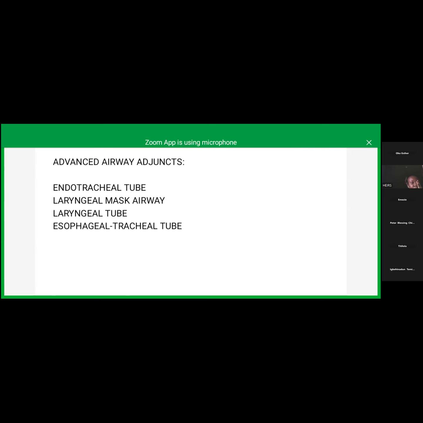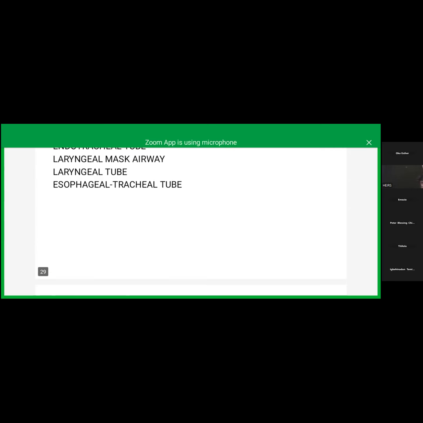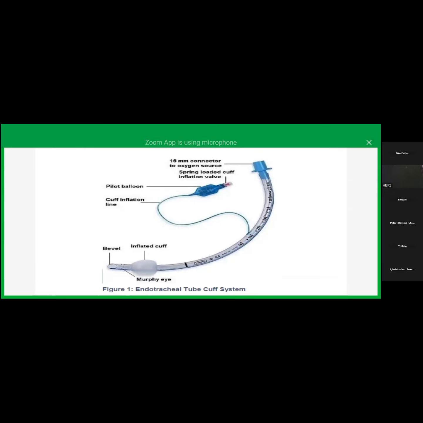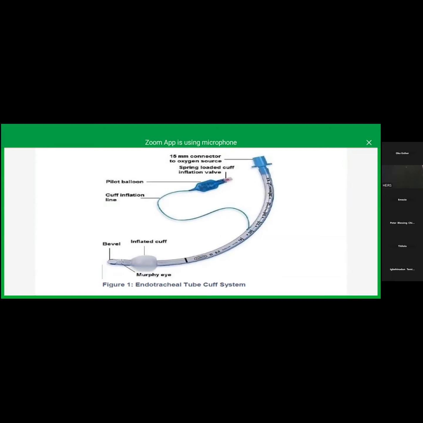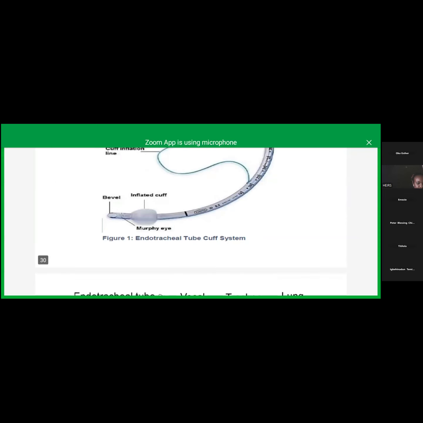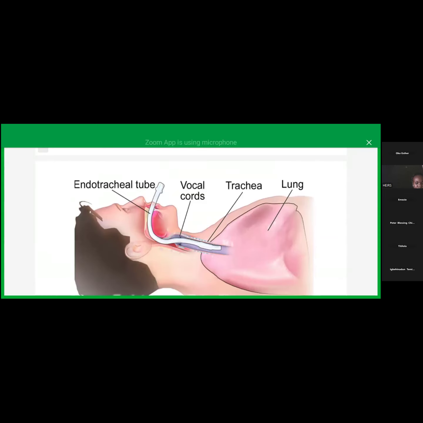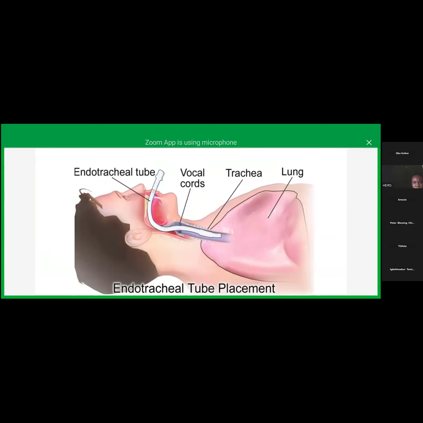The second one is what we call a laryngeal mask airway. That one has a mask underneath it, at the end of it, that can be inflated. And we have laryngeal tube. Then we have the esophageal tracheal tube. And here we just have the picture of endotracheal tube. That is what it looks like. So why it is here is for you to know, anytime in the future when you go to hospital, what it is useful for. So this is the endotracheal tube. When it's inserted, this is what it looks like. From here, the person is connected.